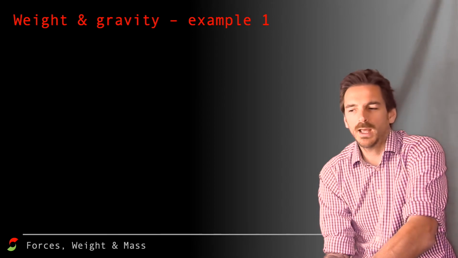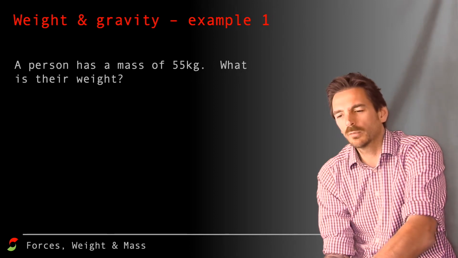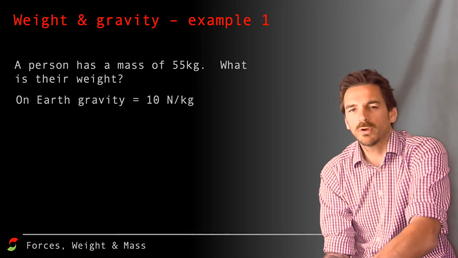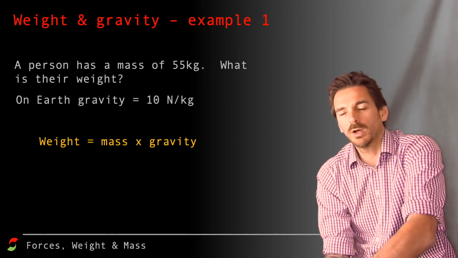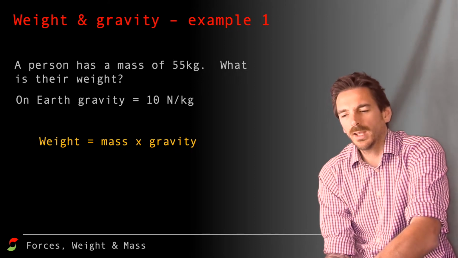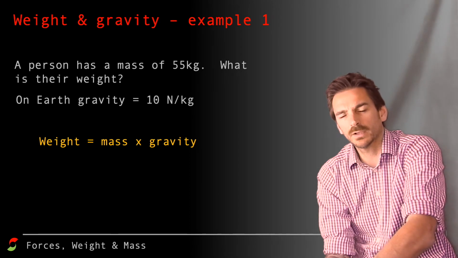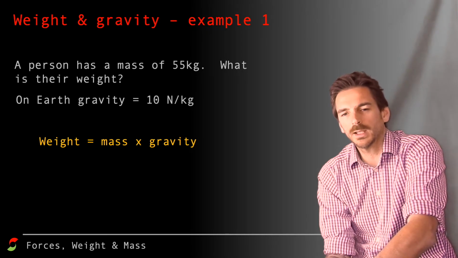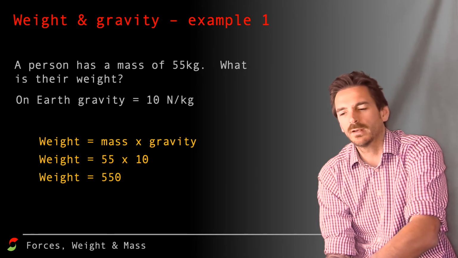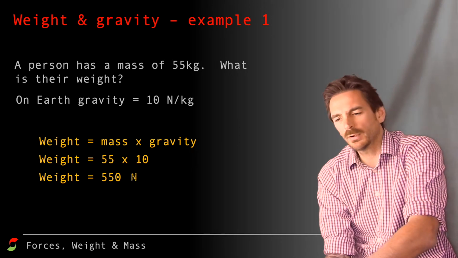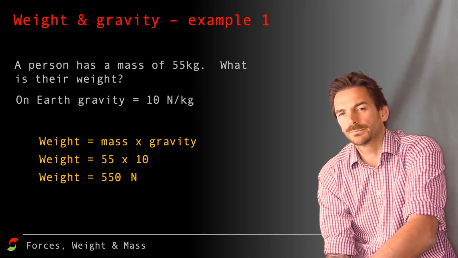So let's have a look at an example. Here we have a person that's got a mass of 55 kilograms, and we're going to calculate their weight. And we're told, you always get told, that on Earth gravity is going to be 10 newtons per kilogram. So we always write the equation down. And we can first of all check that the mass is in the right unit. If we look at the question, 55 kilograms, we're not being confused here about the units. The units are okay. So we can just substitute in 55 times 10. We've got a weight of 550, but don't forget the units. You'll lose a mark sometimes anyway if you forget to put the units in.